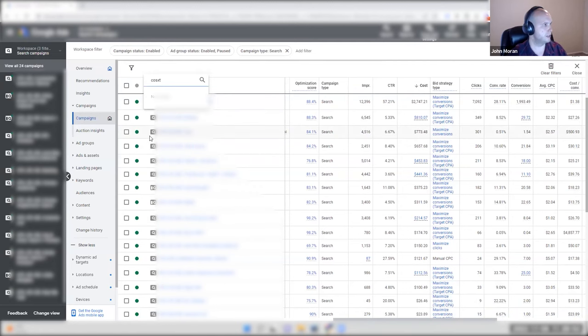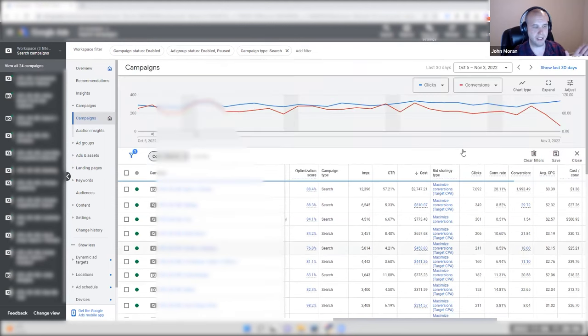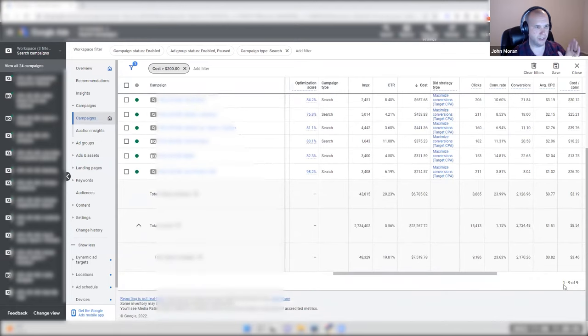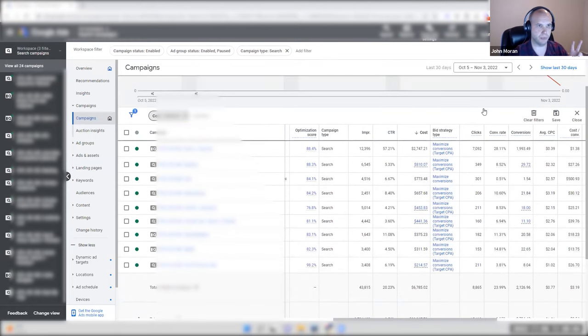Let's do cost. And we're going to say cost is greater than 200. Okay. So out of a 30-day period, on a $24,000 account, there's only 9 campaigns that spend more than $200. We just hacked off all of those other campaigns. I'm not even going to think about them. I'm going to build them from scratch.